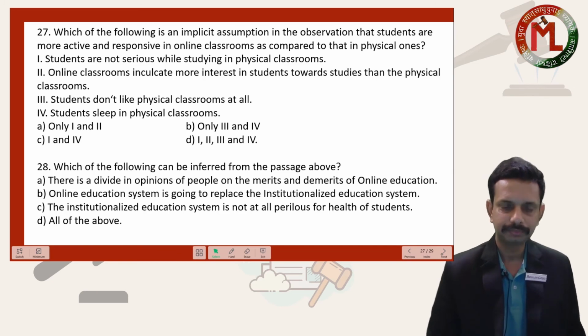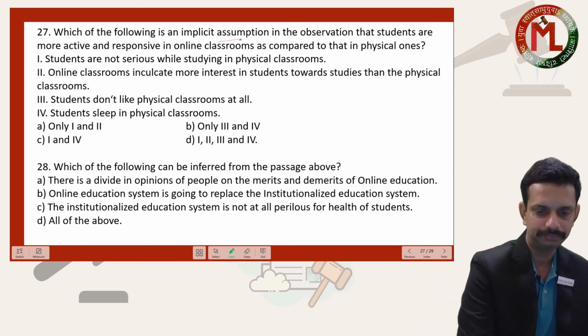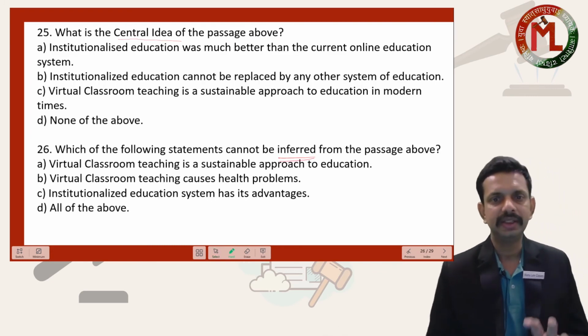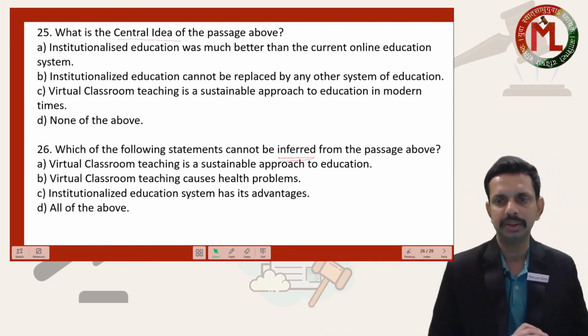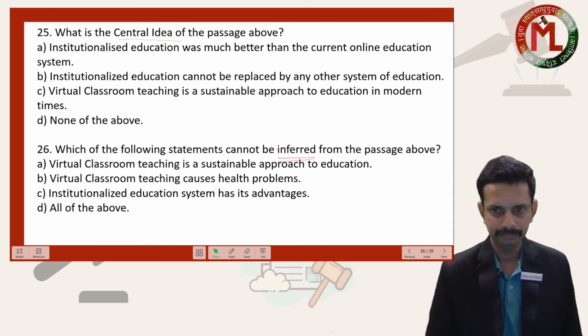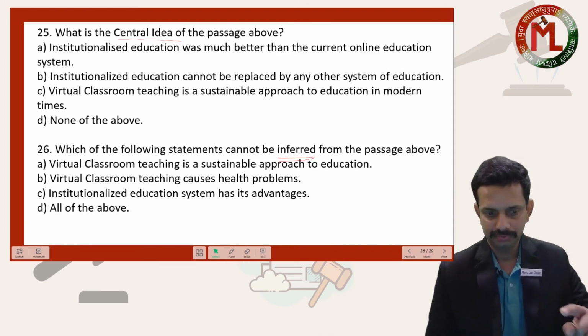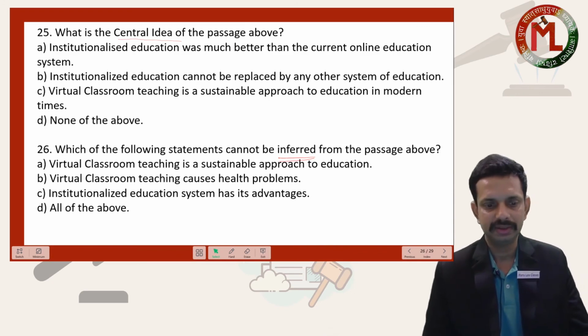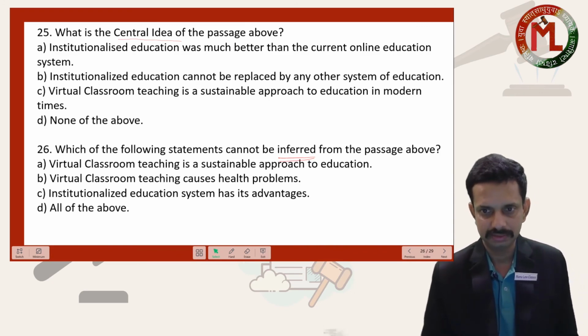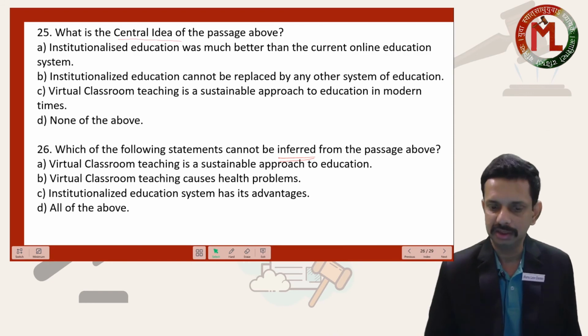Next one, again assumption. Now here it is inference. Inference means the conclusion. You have to find out the conclusion of the passage, right? The first question is about the central idea. The second question is about the inference. Inference means basically the conclusion.